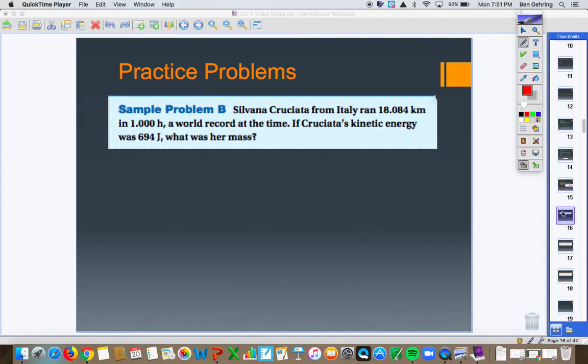So now, let's run a different practice problem. Let's try something different. In this one, Silvana Cruciata from Italy ran 18.084 kilometers in 1 hour, a world record time. If her kinetic energy was 694 joules, what is her mass? So now, I have kinetic energy equal to 1/2 mv squared. They didn't give me a v, so I need to remember that velocity equals distance divided by time. In this case, I have 18.084 kilometers divided by 1 hour. That's easy math. V is 18.084 kilometers per hour.